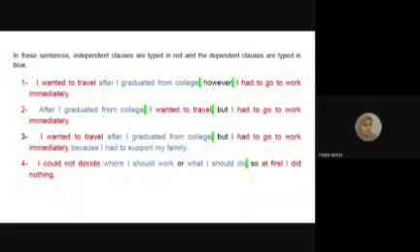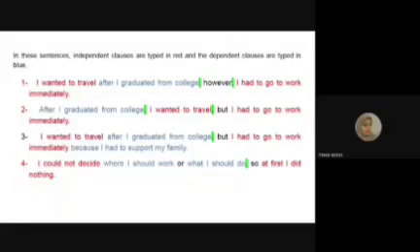This is the first independent clause, followed by where I should work as a dependent clause, or what I should do as a dependent clause, followed by "so at first I did nothing." This is the independent clause.